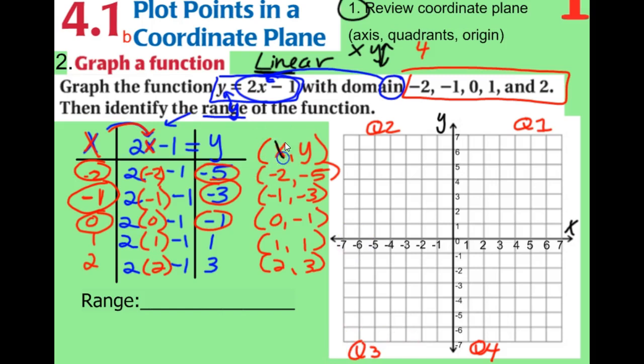So let's plot these first. X is left to right first, and then y, which is up and down. So x is -2, so 1, 2. And then y is -5, down 1, 2, 3, 4, 5. There, we plotted that first one. Then x is -1, so 1 on the left. And then -3 is down 1, 2, 3.